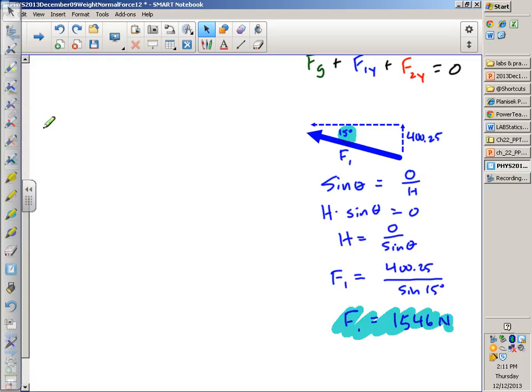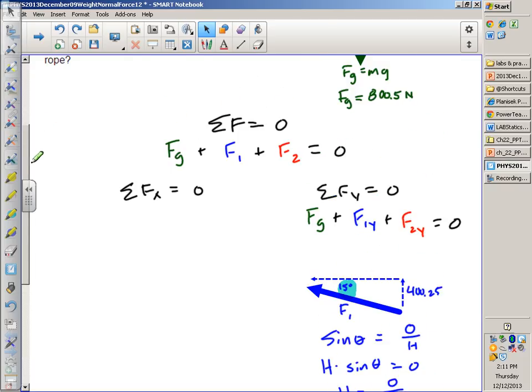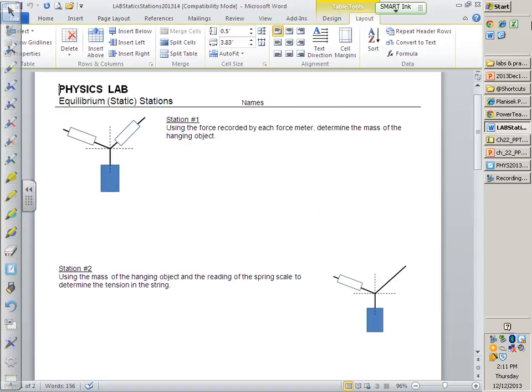All right. Again, we make use of the fact that we have to have equilibrium on the x-axis and equilibrium on the y-axis in order to have total equilibrium. That the net force has to equal 0 on the x and the y-axis. You are going to make use of that today in doing our lab.